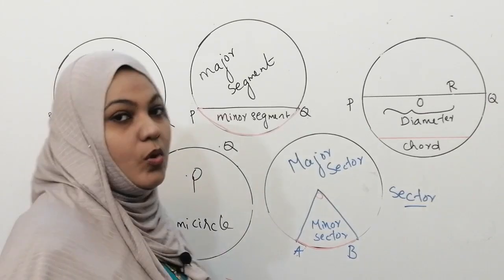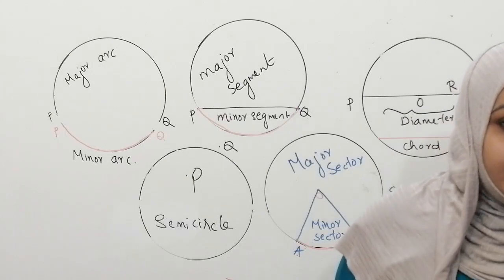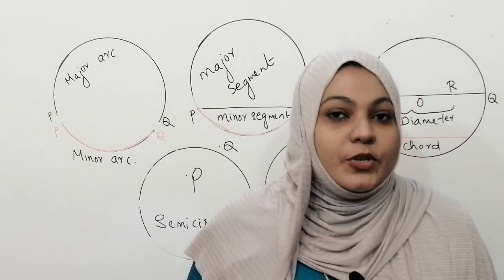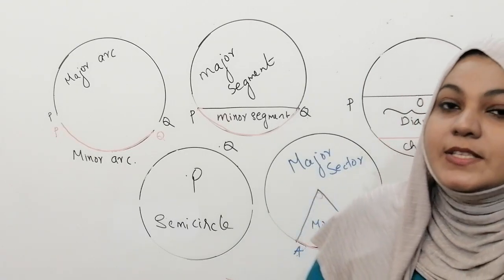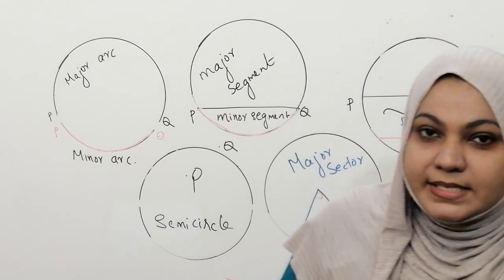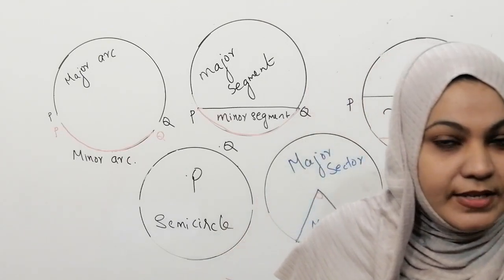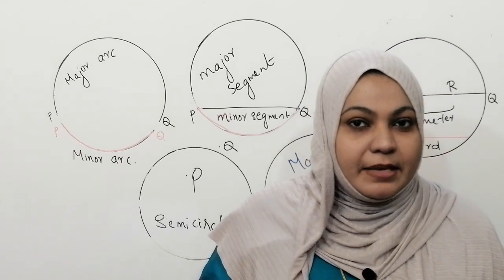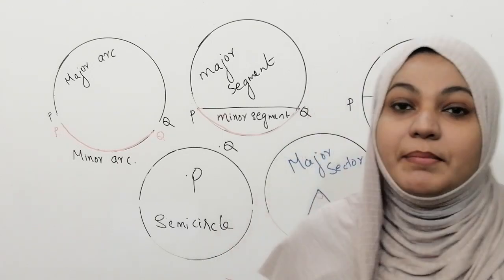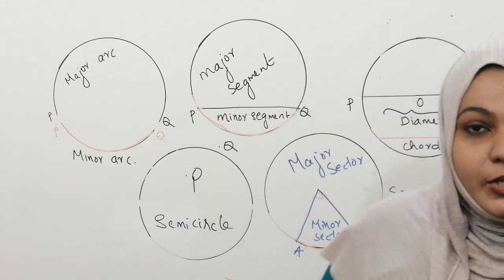So we have finished most of the terms related to circles. Please watch this video very carefully, so you will get a thorough idea about the basic terms for circles. So what we finished today: we revised what is the center of the circle, what is the radius, what is the diameter, what is a chord, what is a segment, minor segment, major segment, what is a sector, minor sector, major sector and semicircle, and also that a circle divides the plane into three parts.